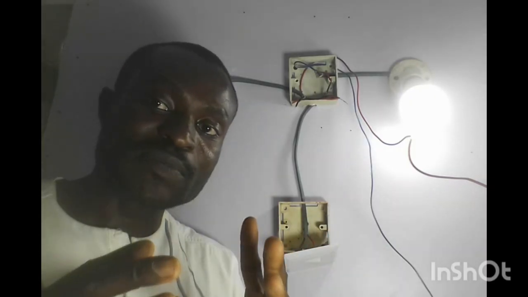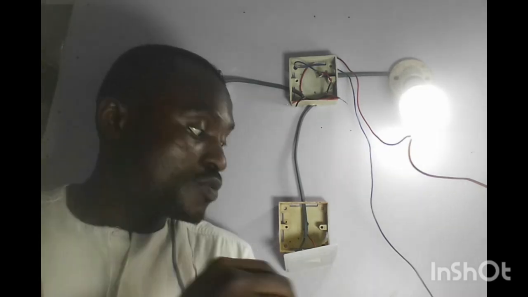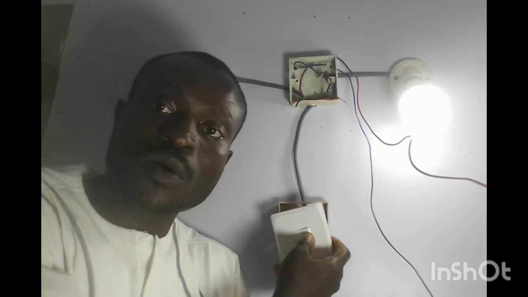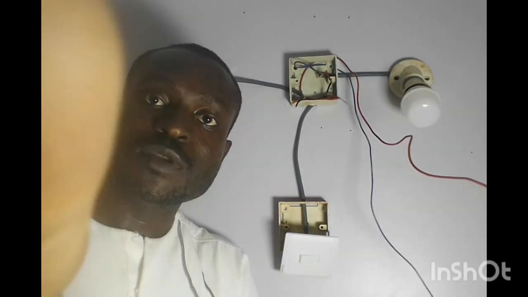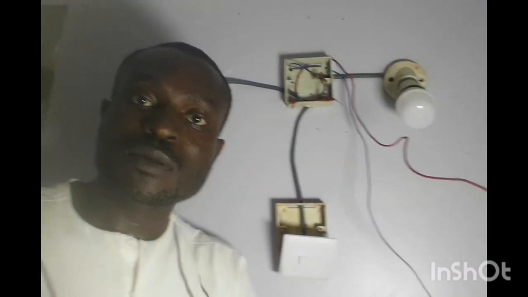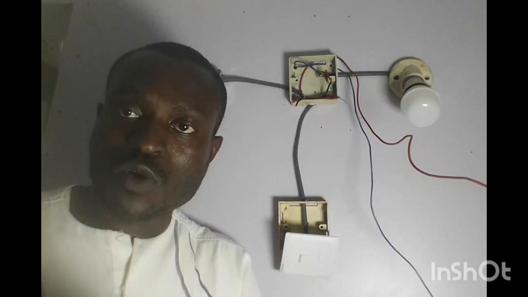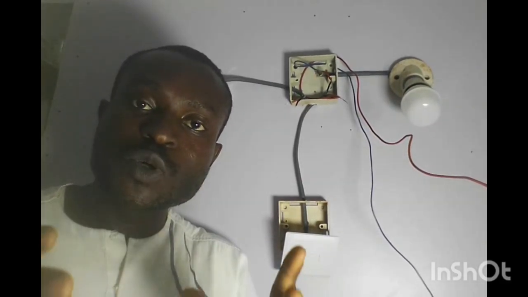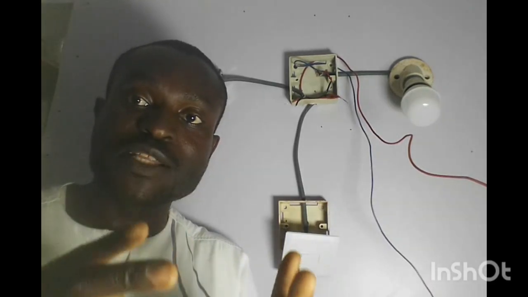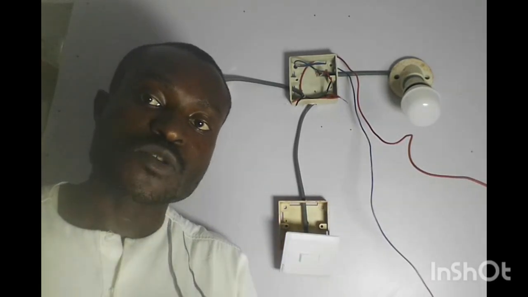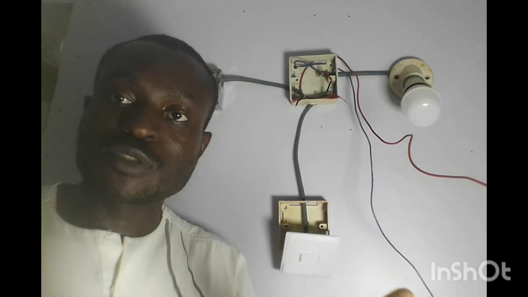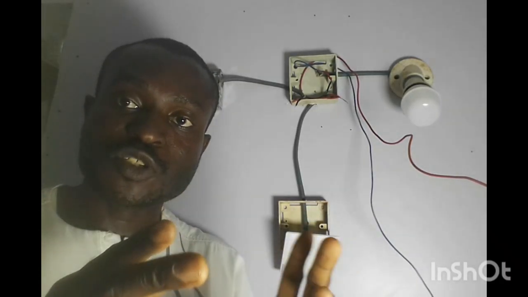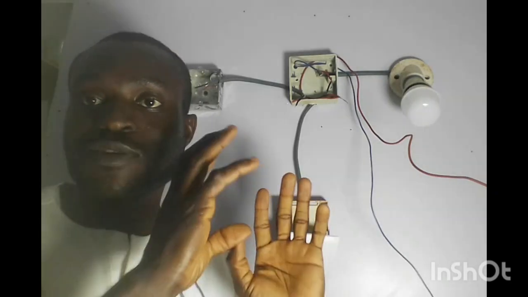Now, some people make the mistake of connecting the socket to the load wire. That is a wrong way of doing electrical connection. To connect your socket circuit, you must connect it directly to the source. If you connect it to the load, it's going to affect the function of the load. So you must connect it directly to the source.